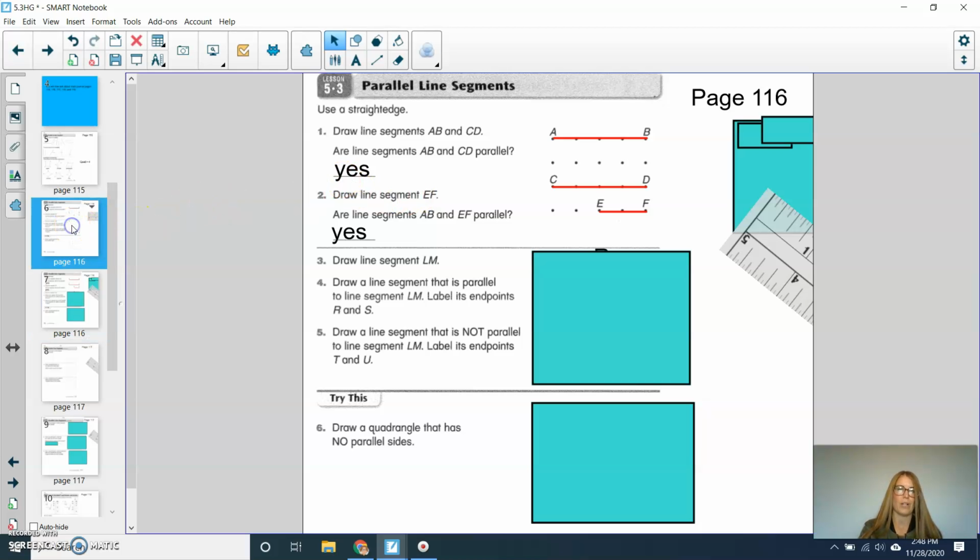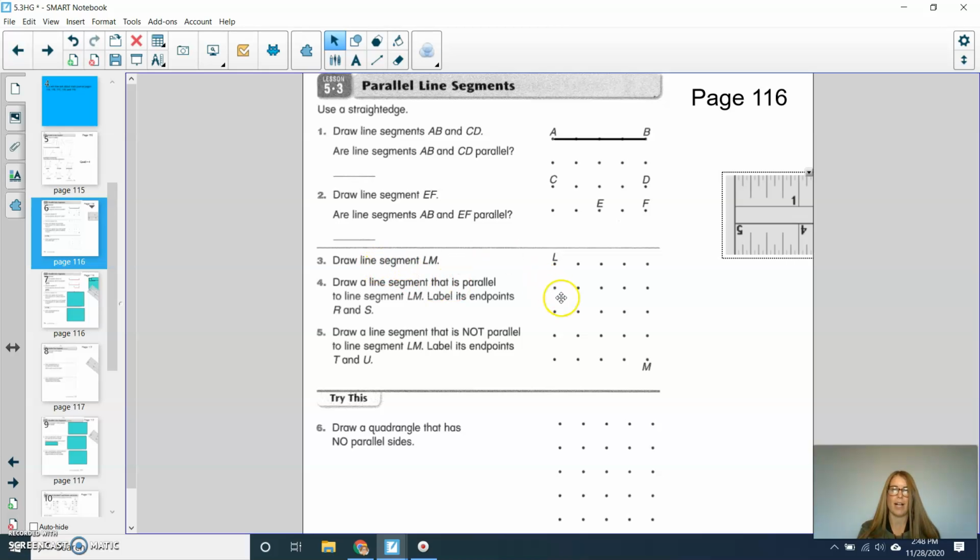Now let's take a look at question number 3. It's asking us to draw a line segment LM and then draw a line segment that's parallel to line segment LM and label that RS. So your RS line segment might look different than my RS, and that's okay as long as it's parallel. Then the other thing that you're going to do is draw a line segment that's not parallel to line segment LM and label it TU. Can you give 3, 4, and 5 a try and then press play when you're ready to check just 3, 4, and 5?